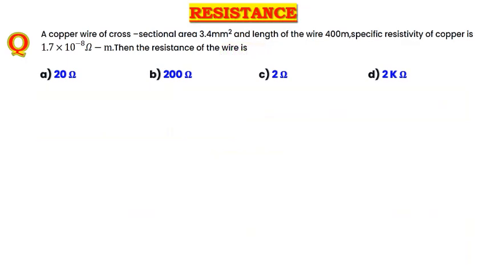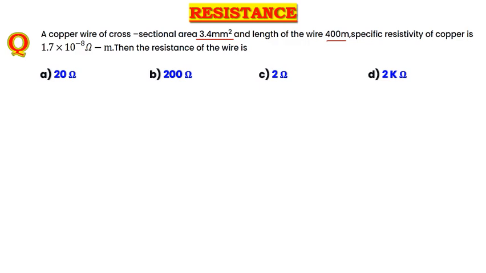This one: a copper wire of area of cross section they have given as 3.4 millimeter square. In this case they have given millimeter square, but while working out in the formulas we have to convert this into meter only. So remember this idea. And the length of the wire they have given is 400 meter. Already given in meter, no need to convert this one.